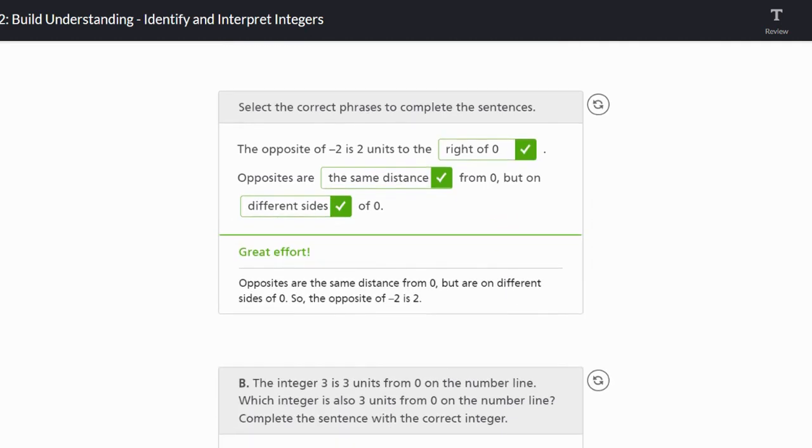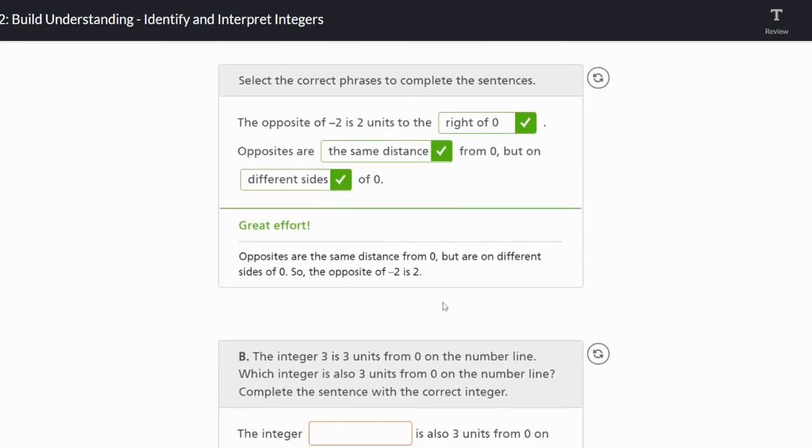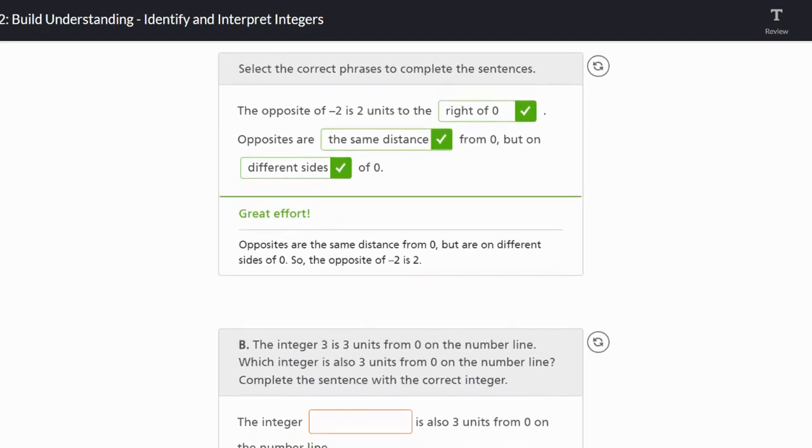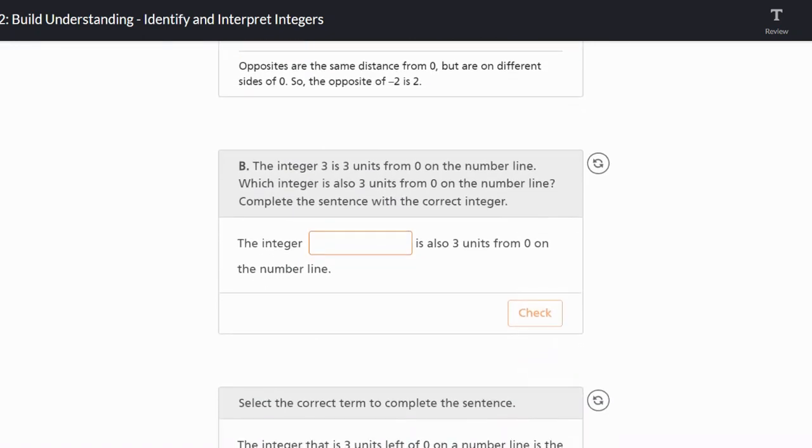All right, we check our work. It basically re-explains it for us down here. Opposites are the same distance from 0, but are on different sides of 0. So the opposite of -2 is 2. The integer 3 is 3 units from 0, aka 3 spaces from 0 on the number line. Which integer is also 3 units from 0 on the number line? Complete the sentence with the correct integer.